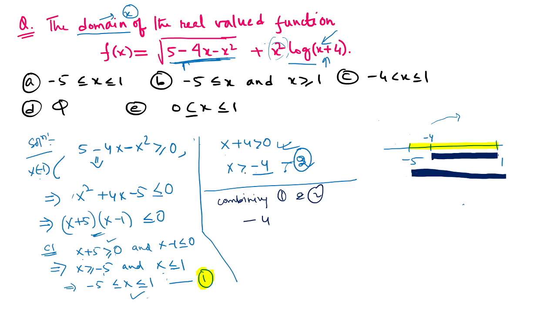Minus 4 is included, with the equal to sign, and then 1. So what is the domain? The correct answer is minus 4 to 1. So this is the correct answer.